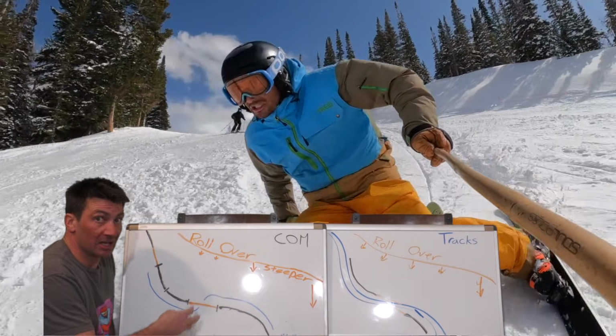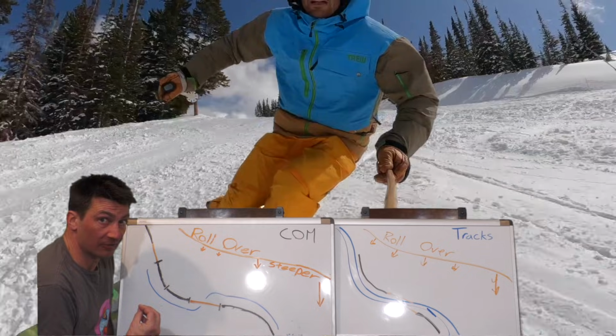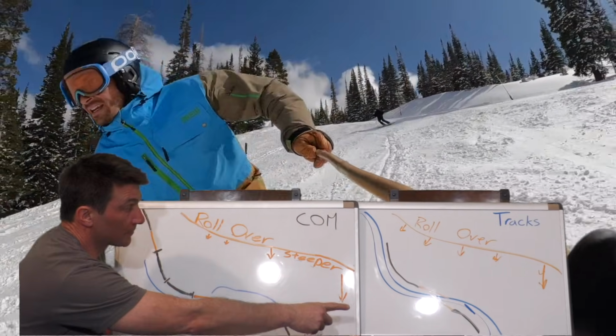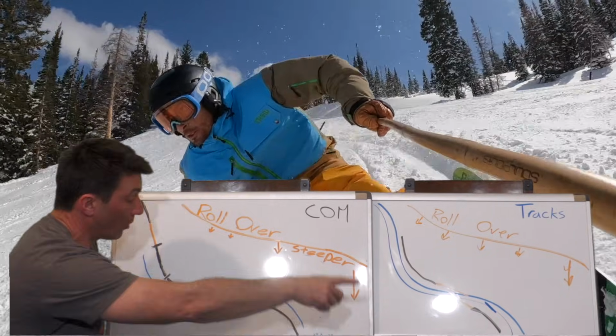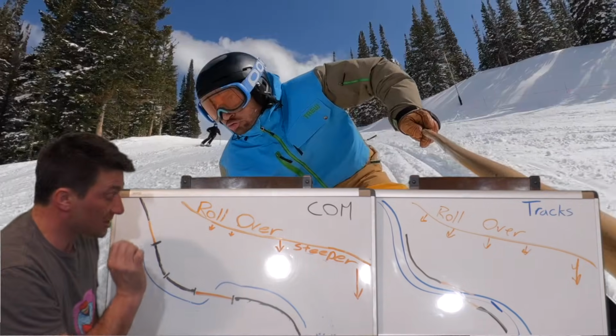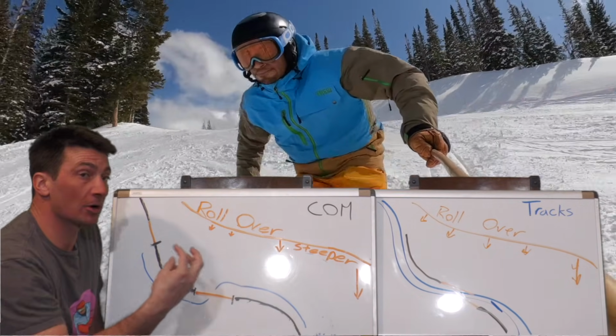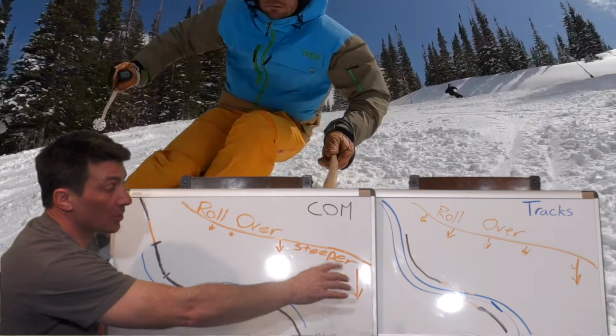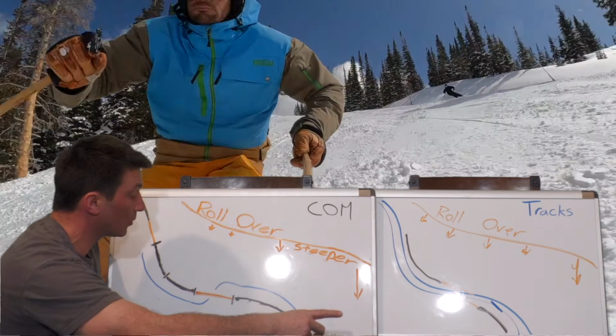This is confusing. It's always been confusing. I was always confused by it, but I think this representation is accurate. So you can either draw the tracks in the snow or you can draw the center of mass. The center of mass is a better drawing because it represents what you feel. The tracks are an important drawing because they represent what you see on the hill below you.